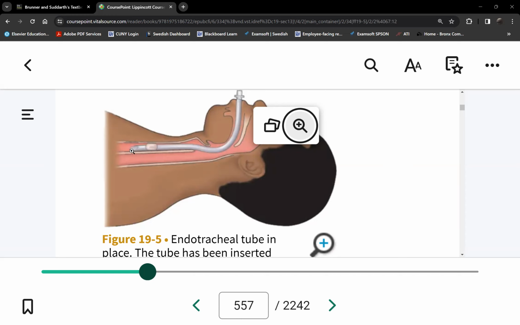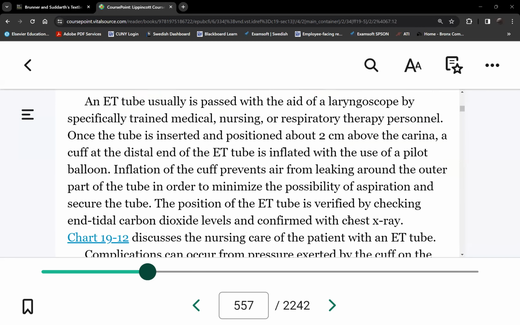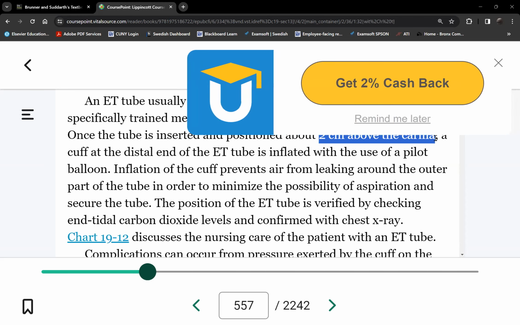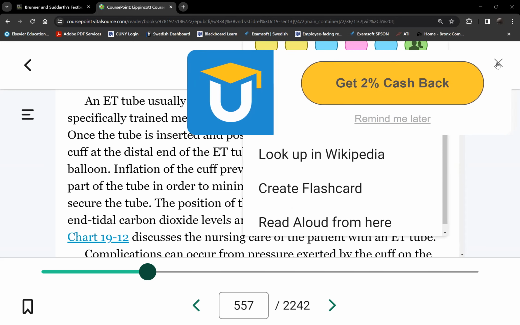When the ventilator gives the tidal volume, which is the volume of air given with each breath, do you want it to go to one or both lungs? For it to go into both lungs, where should the tip be located? Above the carina. All right. So it should be 2 centimeters above the carina. That's the placement of your endotracheal tube.